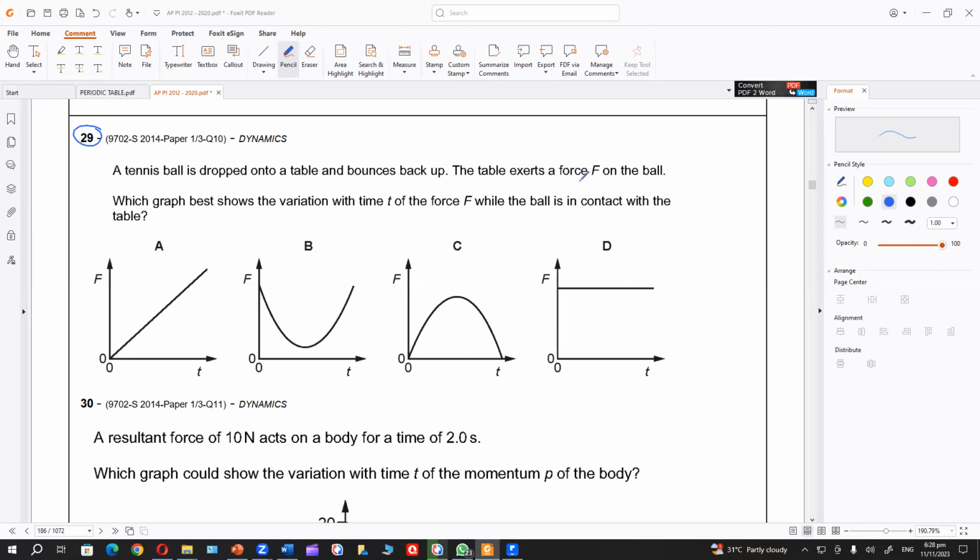A tennis ball is dropped onto a table and bounces back up. The table exerts a force on the ball. It's a reaction force. Which graph best shows the variation with time t of the force while the ball is in contact with the table?